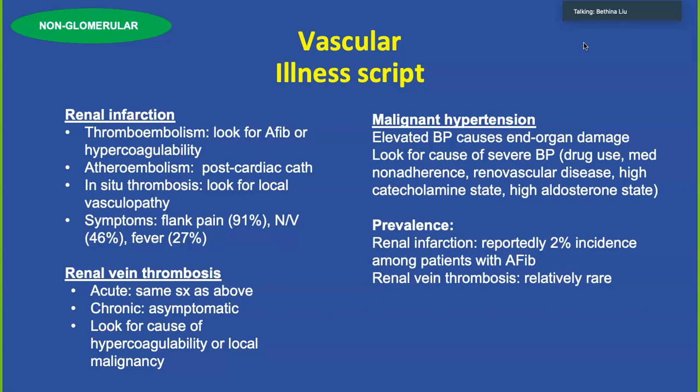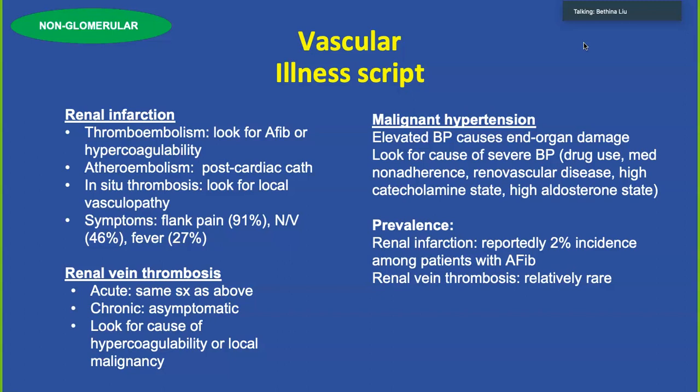Some vascular causes of hematuria include renal infarction, renal vein thrombosis, and malignant hypertension. For renal infarction, the underlying cause may be a thromboembolism, so you can look for a history of AFib or a history of hypercoagulability. It can also result from atheroembolism, especially in a patient who just had a cardiac cath. You can also have in situ thrombosis, so you look for local vasculopathy.